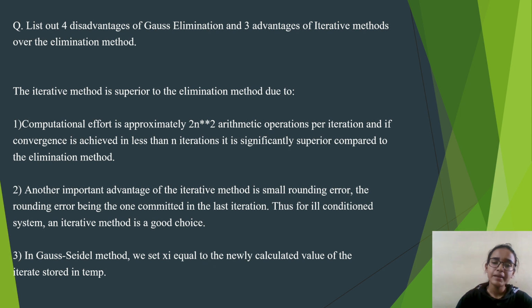In the Gauss-Seidel method, we set x of i equal to the newly calculated value of the iterate stored in temp. So we substitute the values obtained in the same step only. So it reduces the computational effort and the number of steps in which we will be getting the final answers.